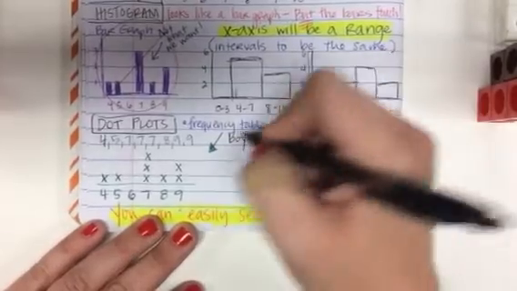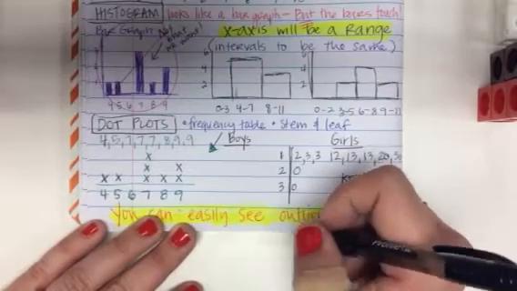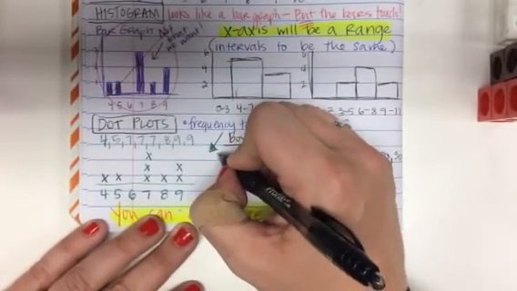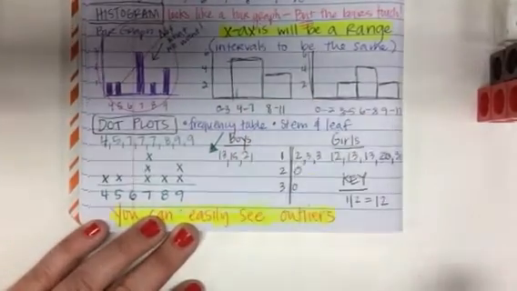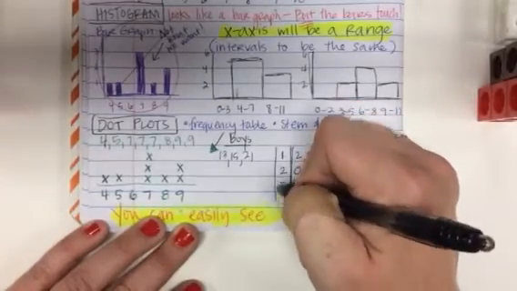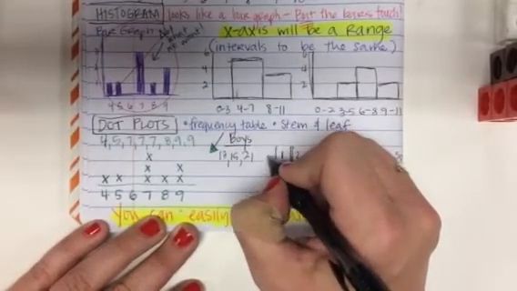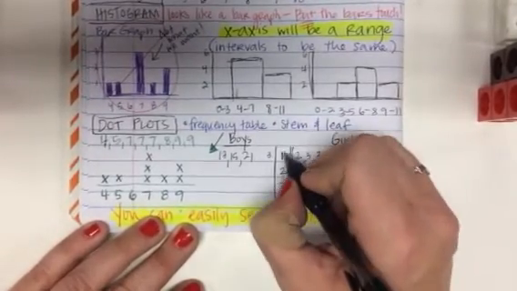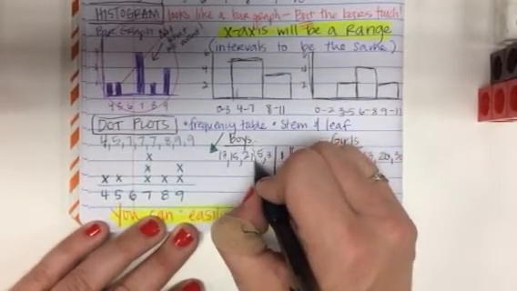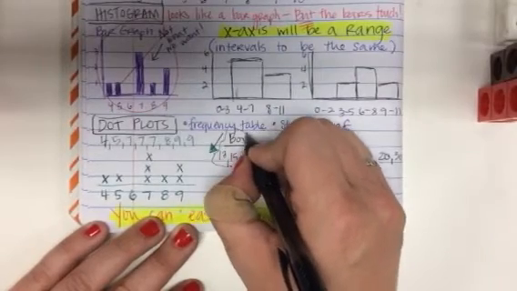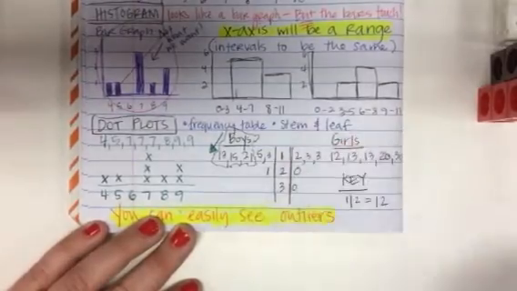You can also make what are called double stem and leaves, back to back. So if my data for boys was 13, 15, 21, I can, on this same stem and leaf, just work backwards. 13, 15, and 21. This is what you're going to do for your homework tonight.